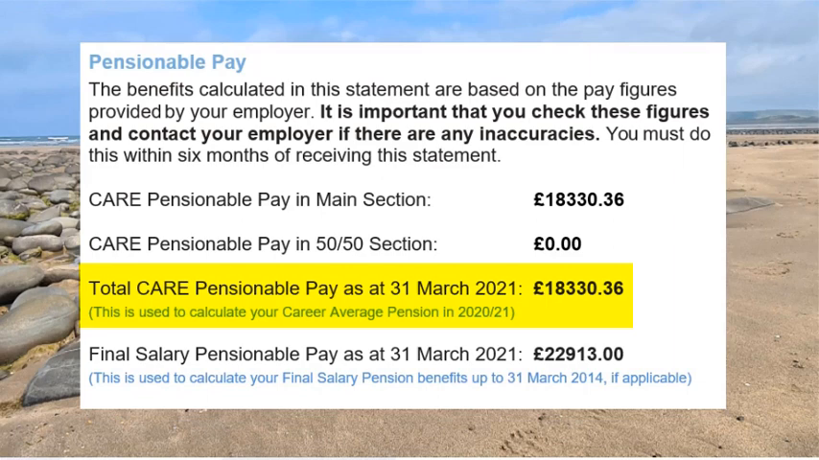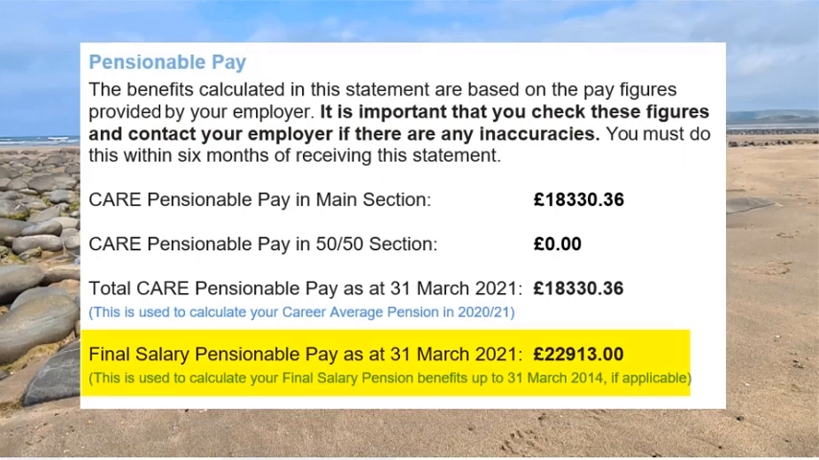This is the total pay that has been used to calculate your benefits in the Career Average Pension Scheme for membership post-April 2014. If you have membership before April 2014, in the Final Salary Pension Scheme, the final salary pensionable pay is the figure used to calculate these benefits. It is based on your full-time equivalent salary, as at the 31st of March 2021.